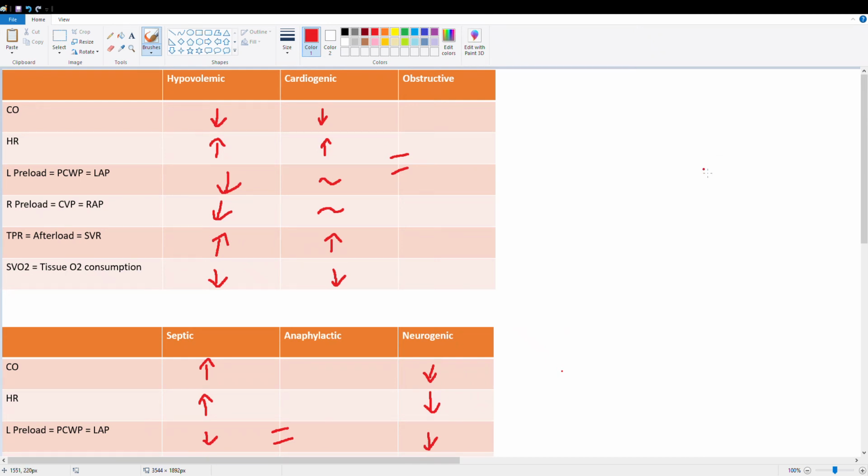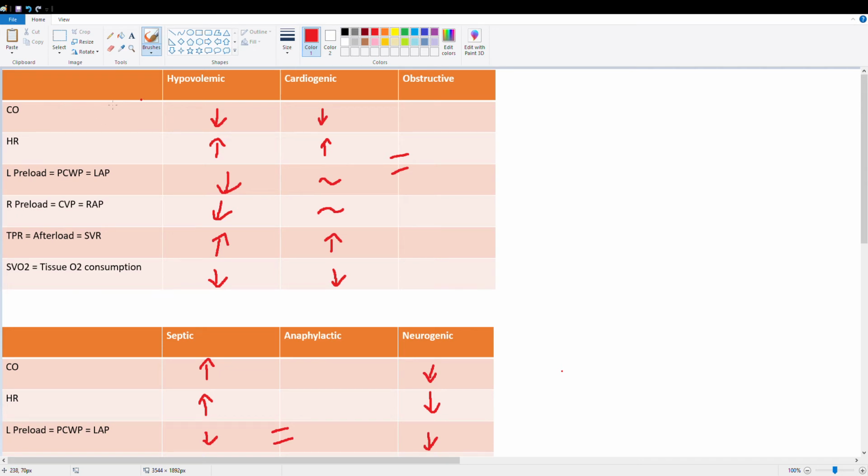Hey guys, today's video is going to be on shock. We're going to cover the non-distributive types of shock here on the top, and the distributive types we're going to go through some physiology and some key clinical features. So as you know, shock is a disease of circulation, and it's when tissues don't get enough oxygen perfusion. And there are different types of shock.